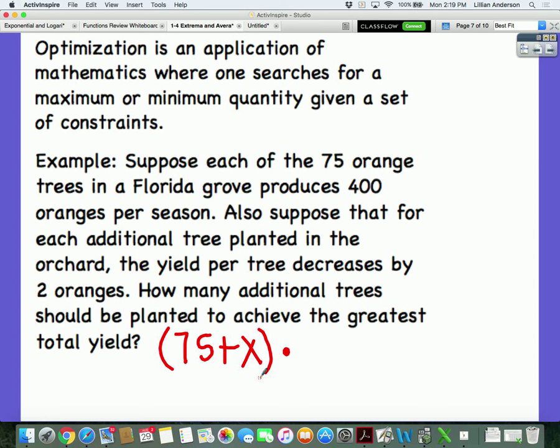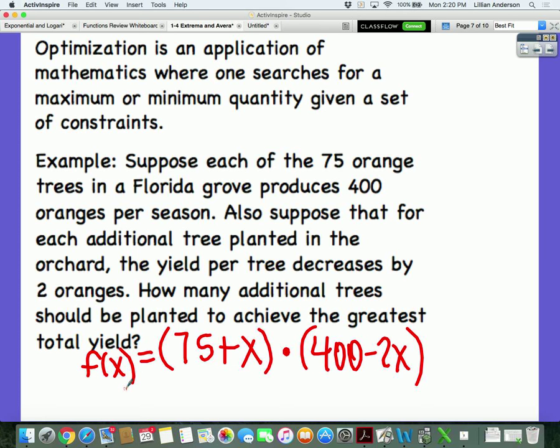Now it says the yield per tree decreases by 2 oranges. So 400 minus 2x. Yes, because think about it, guys. However many trees we have, we're losing 2 oranges per each additional tree. So if we have 5 extra trees, we're losing how many? 10 oranges from, you know, the original 400 that we would have had we just stuck to 75 trees. Okay? So this is our function right here. It's not a nice one with x squares and x's, but it's a function. Okay? We got our function here.